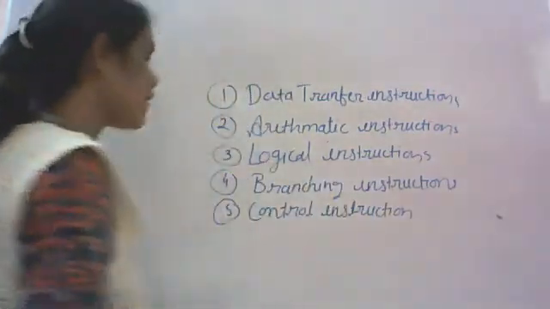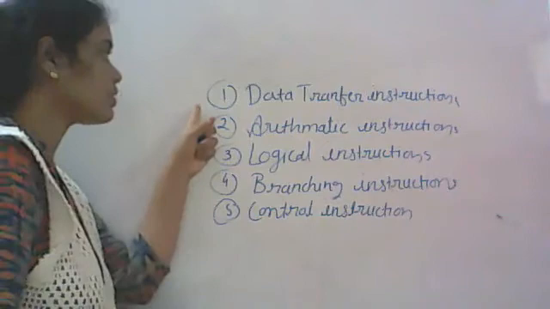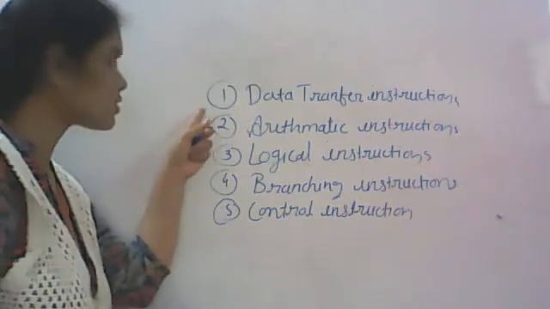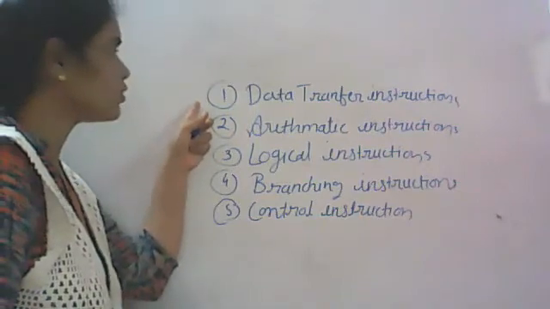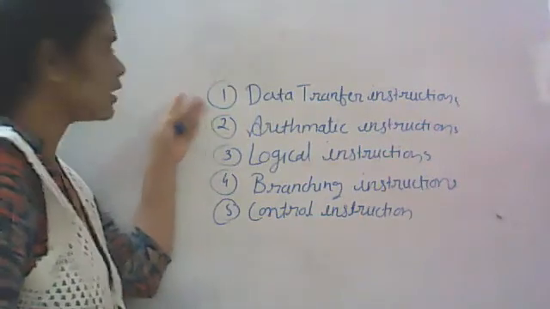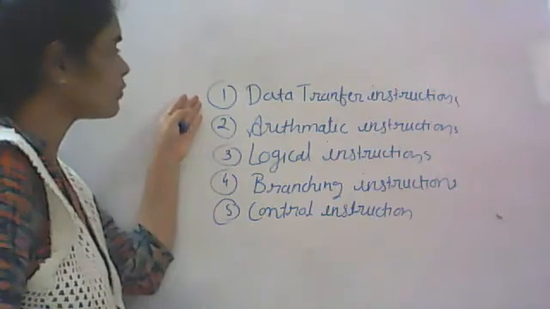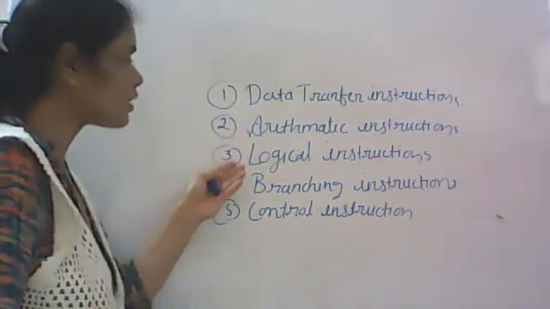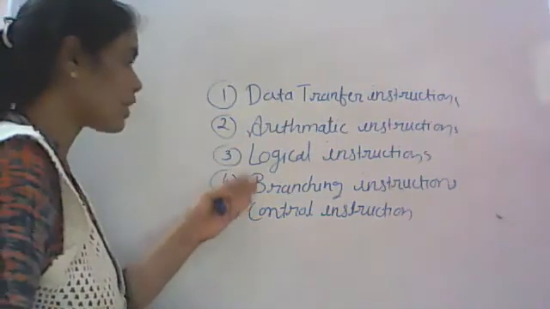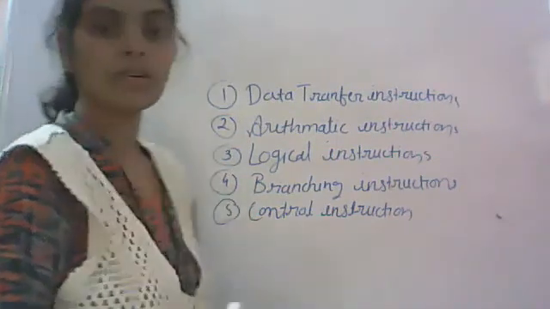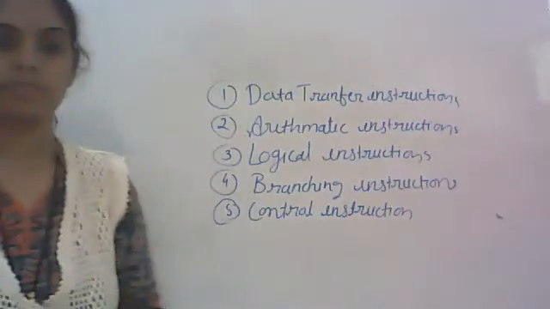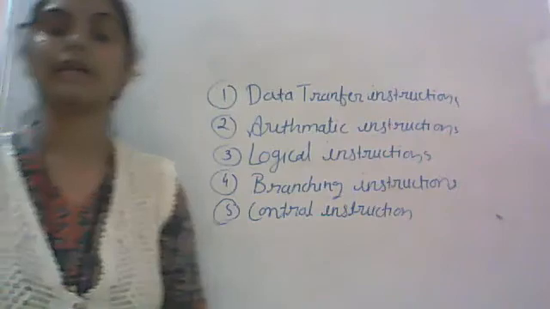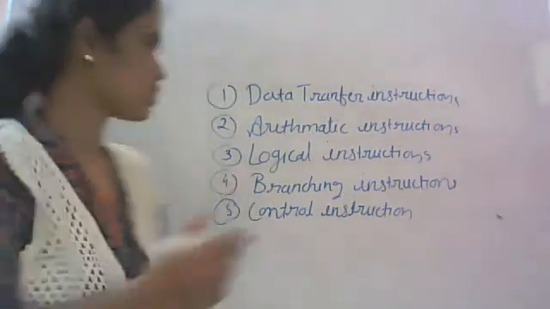There are 5 groups of instructions in 8085. The classification of the instruction set in 8085 is divided into 5 groups: first, data transfer instruction, then arithmetic instruction, logical instruction, branching instruction, and control instruction. First, we start with data transfer instruction.